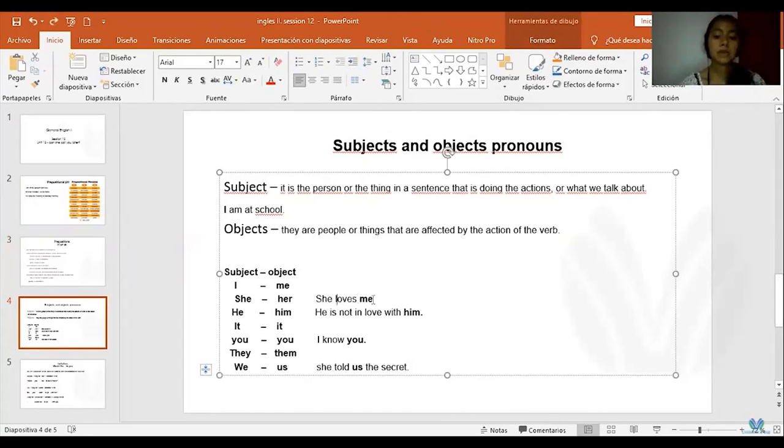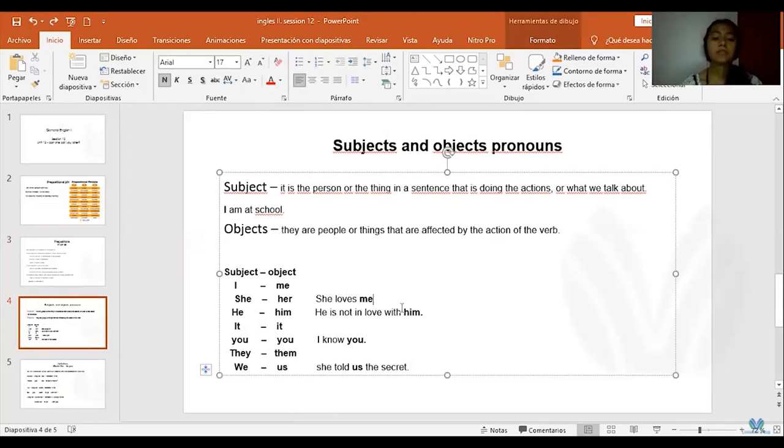And this is my object pronoun, which is affected by the verb, which is the verb loves. So the subject pronoun, and here we have the object. For I, we have me. For she, her. For he, we have him. For it is the same, it. For you, the same, you. For they, we have them. And for we, we have us.